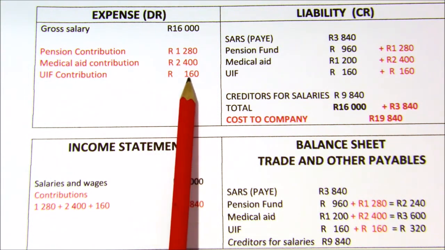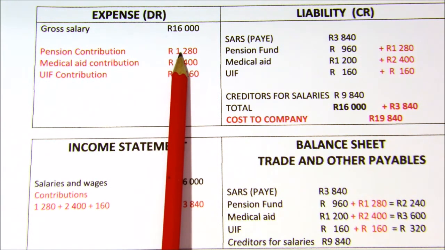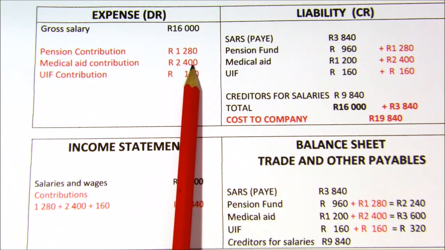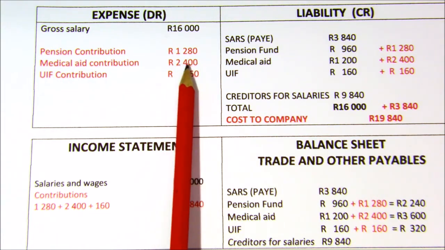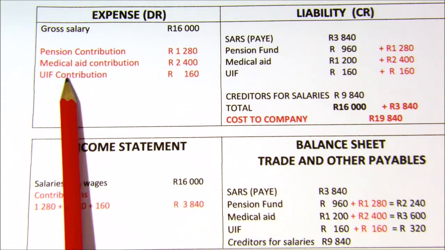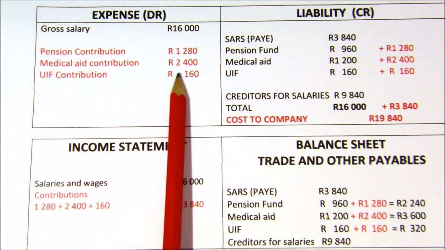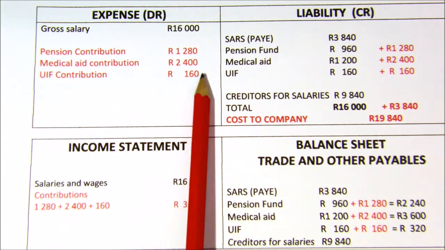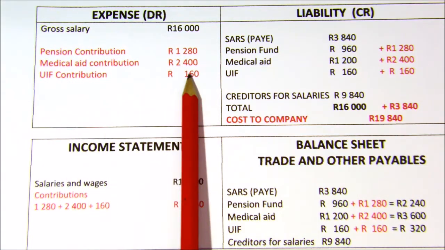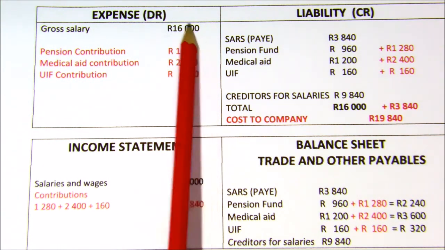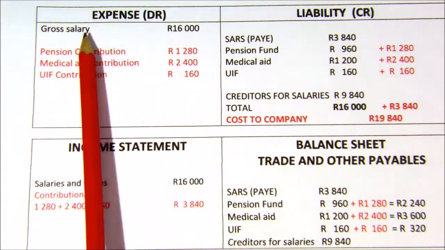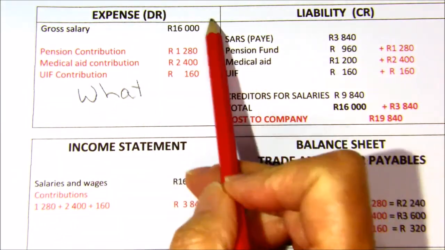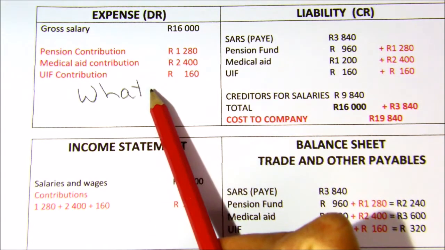You will benefit from all of this when you go on pension because more would have been paid into your pension fund. You would have a better medical aid fund because the firm is also paying in. And if you're ever unemployed, obviously there's been more money paid in. So these are all benefits to you. It's all part of your salary package. So the expense now increases for the company. So what do they have to pay? They have to pay the 16,000 plus these amounts.